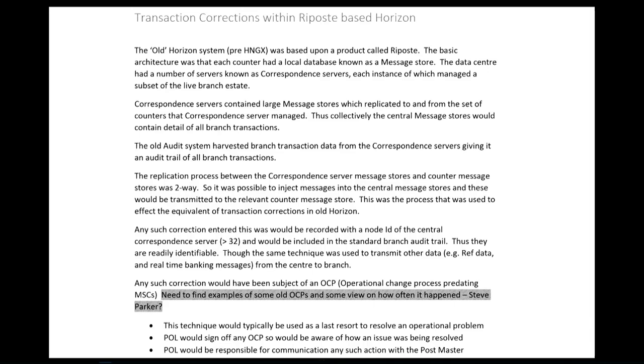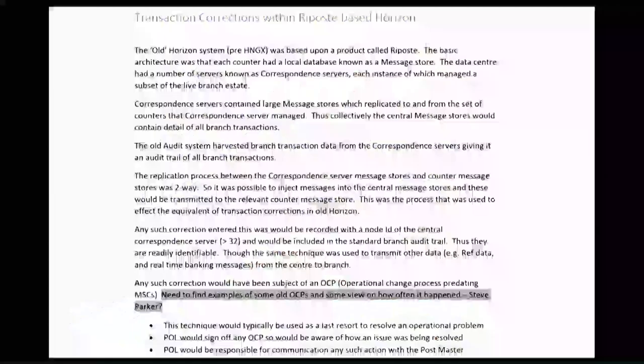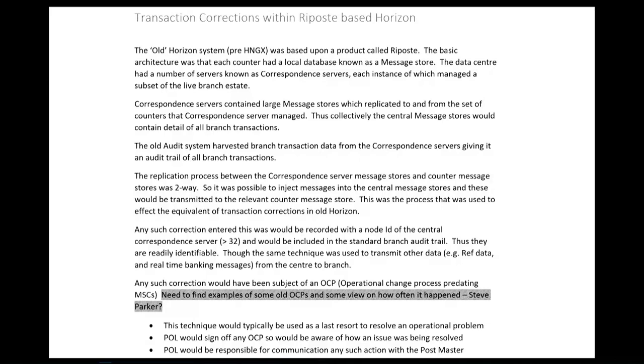The old system harvested branch transaction data from the correspondence servers, giving it an audit trail of all branch transactions. Is that accurate? I was never supporting the audit part of the service, so I can't say for sure that it gave an audit trail of all branch transactions, but I know that was its purpose.